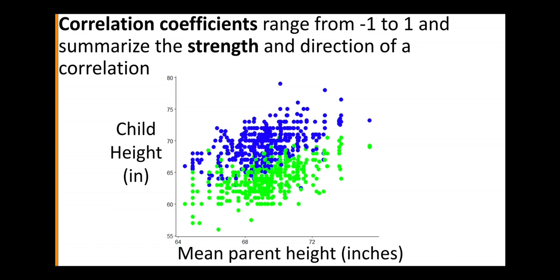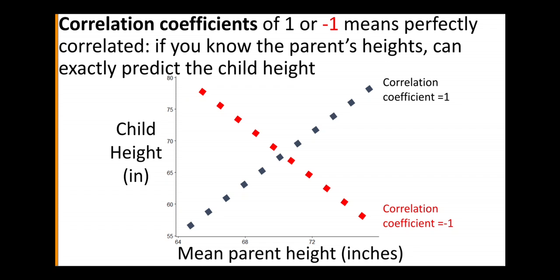We can quantify what's going on in a scatter plot using correlation coefficients. They range from negative 1 to 1, and they summarize the strength and direction of the correlation in a single number. A correlation coefficient of 1 would mean a perfect correlation. That means that a mean parent height of 72 would always result in a child height of 72. A correlation of negative 1 would mean a perfect negative correlation. That would mean that a parental height of 72 would always result in a child height of 65.